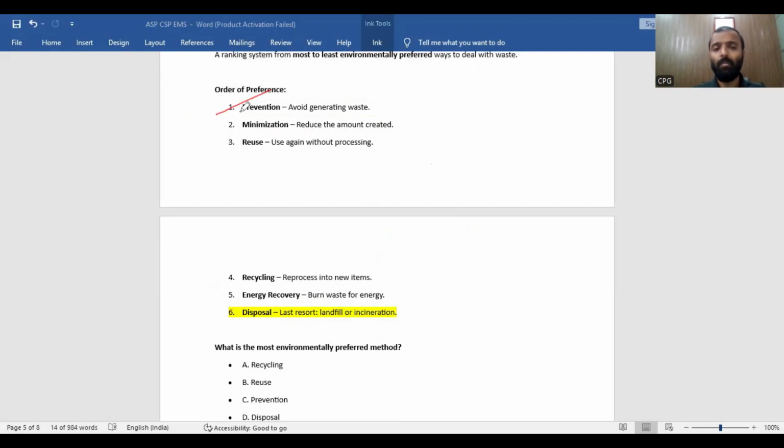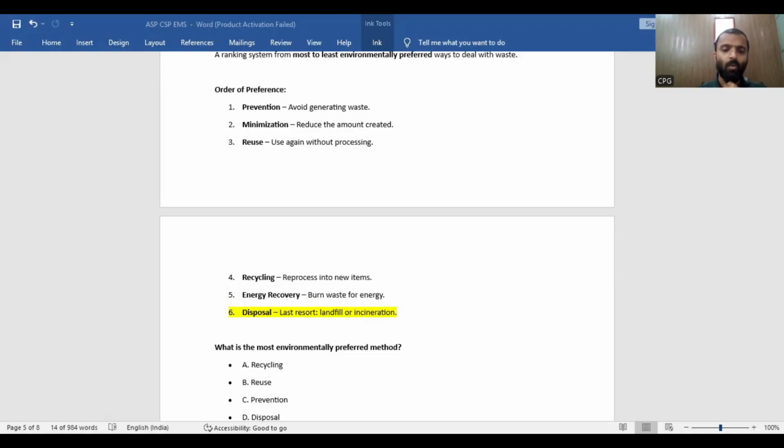Okay. So prevention, you have to avoid generation of waste. You will not create the waste itself. Minimization, reduce the amount of waste created. You don't have to buy unnecessary, unwanted things, and that way you are preventing waste. Whenever you are buying something, you say that I don't want a cover, so you are minimizing the use of one-time use plastic. Reuse, use the same thing again. Then recycle, reprocess into new items. Energy recovery, burn it and use that energy for something else. Disposal, you are using landfills, putting it into the land. And then incineration. The last resort is landfills or incineration.